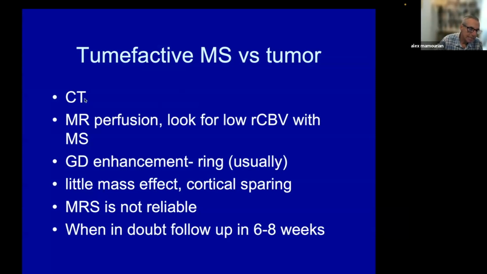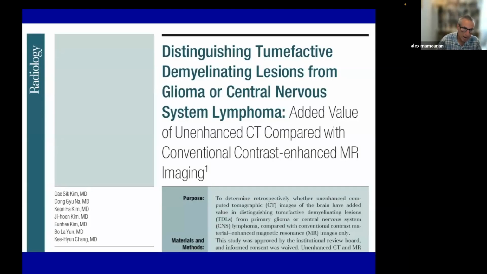As I just pointed out, CT can be helpful. I find MR perfusion can be helpful if you have access to that. What we expect to see with an MS lesion is low relative cerebral blood volume as compared with even lymphoma, but especially high-grade gliomas, which tend to have elevated cerebral blood volumes. The enhancement is usually ring-like, although I've seen at least one case with central enhancement that went to biopsy unnecessarily. There is also a disproportion in terms of mass effect, in that the lesion is larger than you would expect for the amount of mass effect.